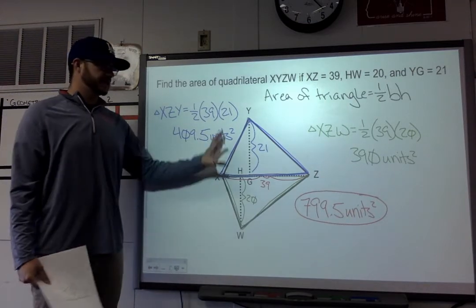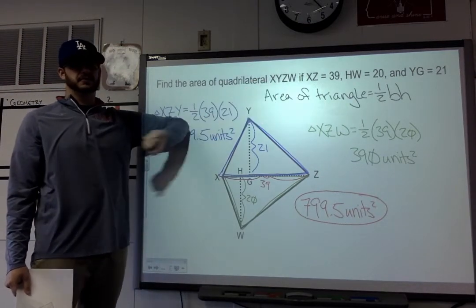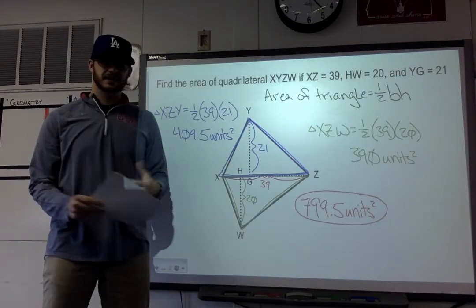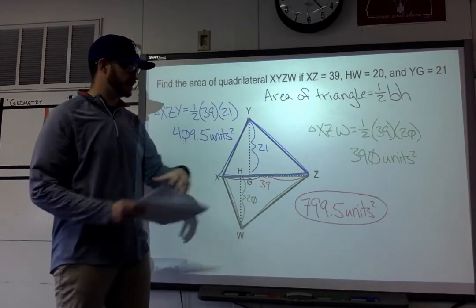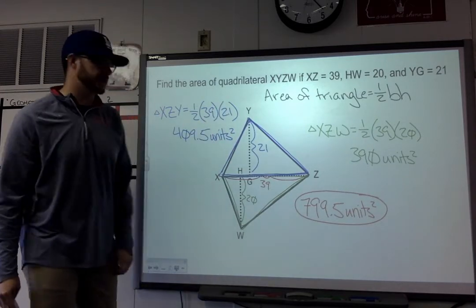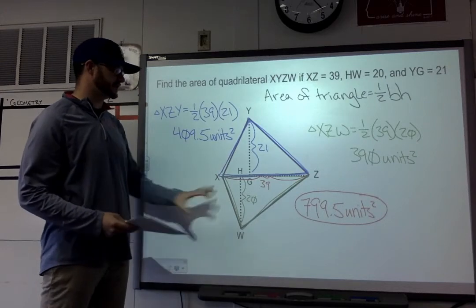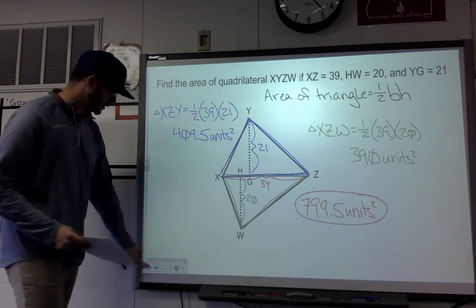So again, taking something you've worked with many times before in the past, area of a triangle, and being able to take it a step further and take a parallelogram, break it into two separate triangles, and then find the area of them, add them together to give us that total area.